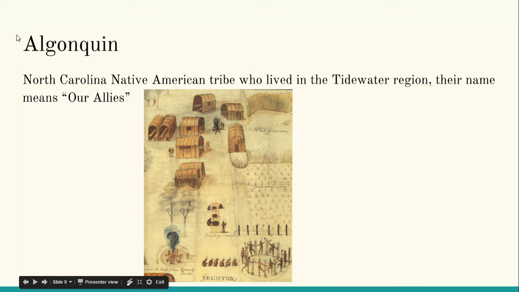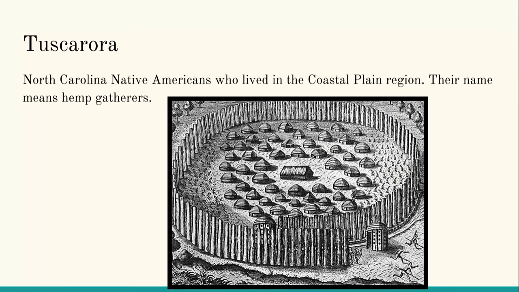The Algonquin tribe was the North Carolina Native American tribe who lived in the Tidewater region. Their name means our allies. Here's a picture of what one of their villages might look like. Tuscarora was a North Carolina Native American tribe who lived in the coastal plain region. Their name means hemp gatherers.